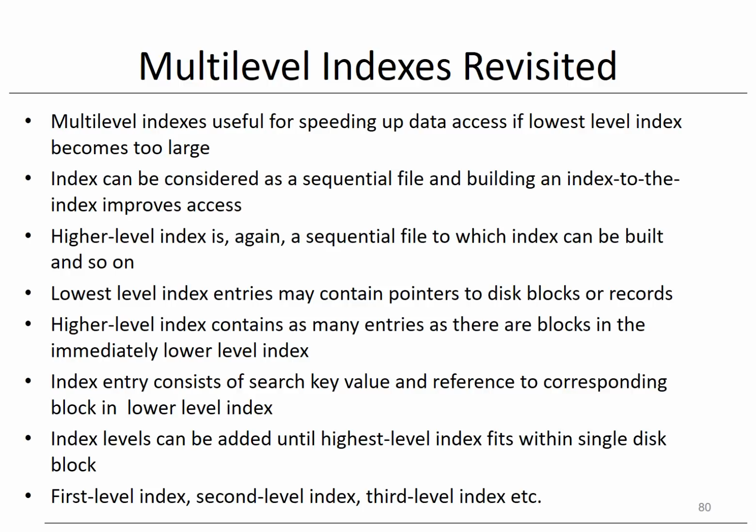The lowest level index entries may contain pointers to disk blocks or individual records. Each higher level index contains as many entries as there are blocks in the immediately lower level index. Each index entry consists of a search key value and a reference to the corresponding block in the lower level index. Index levels can be added until the highest level index fits entirely within a single disk block. In this context, we speak of a first level index, second level index, third level index, etc.